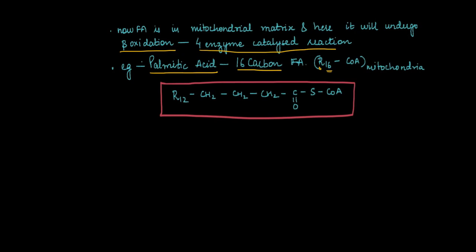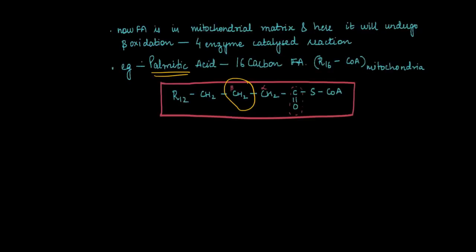Or we can also write it like R12 CH2 CH2 CH2 C double bond O S coenzyme A. This is 12th. These are 12, 13, 14, 15 and this is 16th carbon. So 16 carbon पूरे हो गए palmitic acid के. Also we'll see there are alpha and beta carbon here. This is the functional group. The carbon attached to the functional group is alpha carbon, and the carbon which is next to the alpha carbon is beta carbon. तो यहाँ पे beta oxidation में इस carbon की oxidation होनी है. We are taking example of palmitic acid, 16 carbon fatty acid.